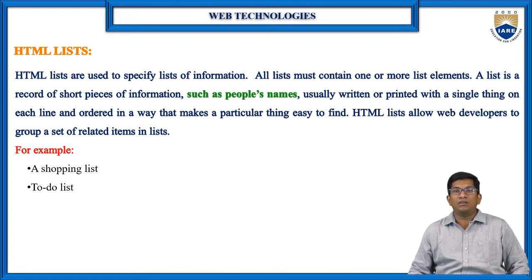A list is a record of short pieces of information, for example, people's names, usually written or printed with a single thing on each line and ordered in a way that makes a particular thing easy to find. HTML lists allow web developers to group a set of related items in lists, for example, a shopping list or a to-do list.